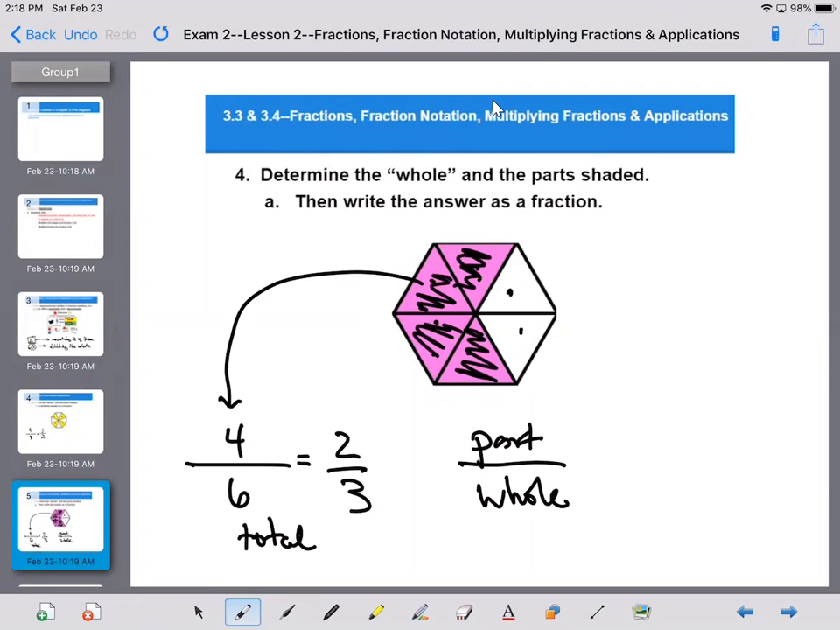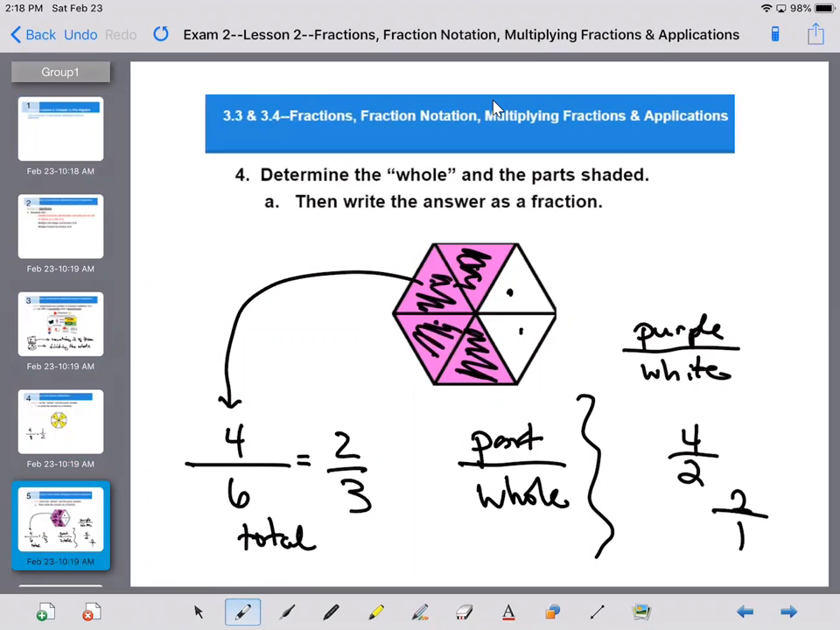Now, if we wanted to go purple to white, well, now that's going to be 4 to 2, or it's 2 purple for every 1 white triangle. So that would be the idea of a part to part.